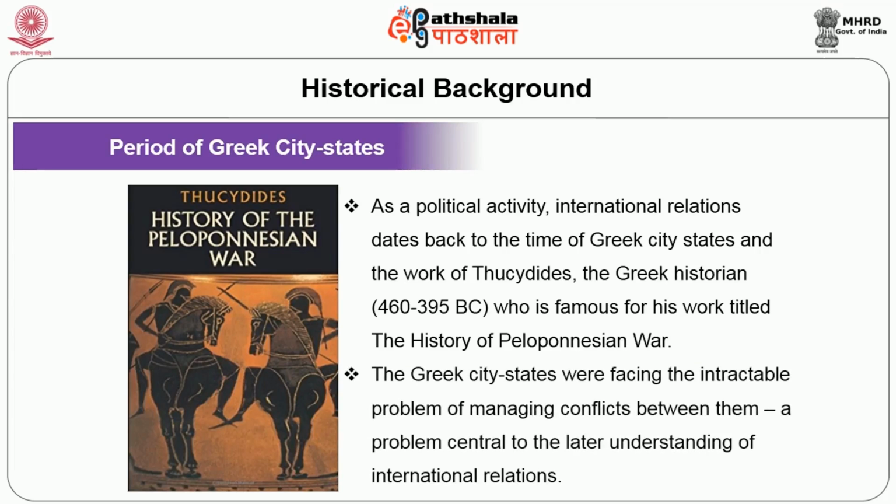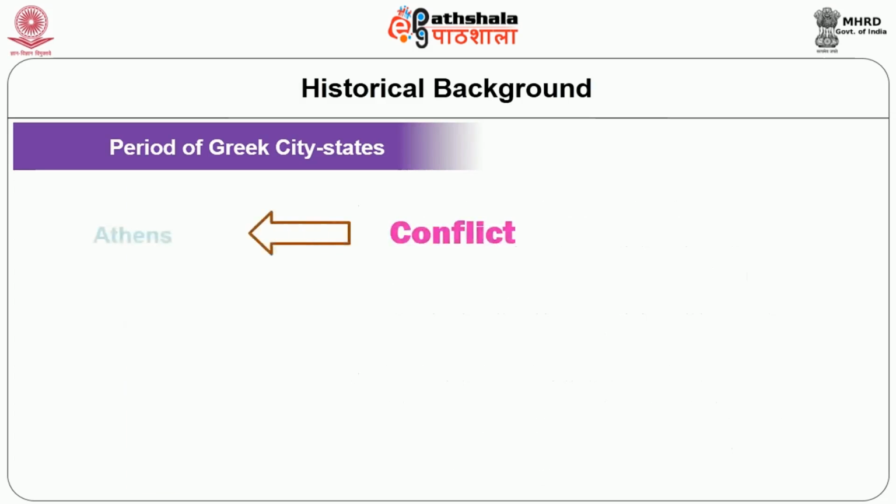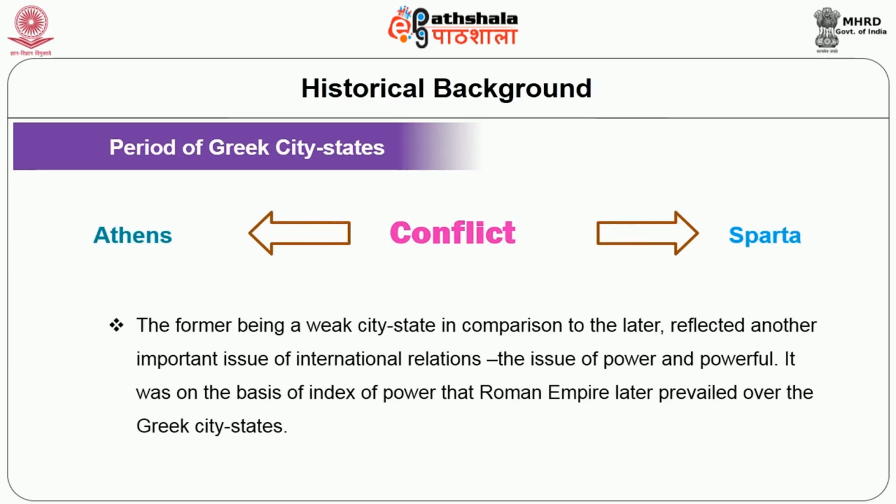The Greek city-states were facing the intractable problem of managing conflicts between them, a problem central to the later understanding of international relations. The conflict between Athens and Sparta, the former being a weak city-state in comparison to the latter, reflected another important issue of international relations, that is, the issue of power and the powerful. It was on the basis of index of power that Roman Empire later prevailed over the Greek city-states.